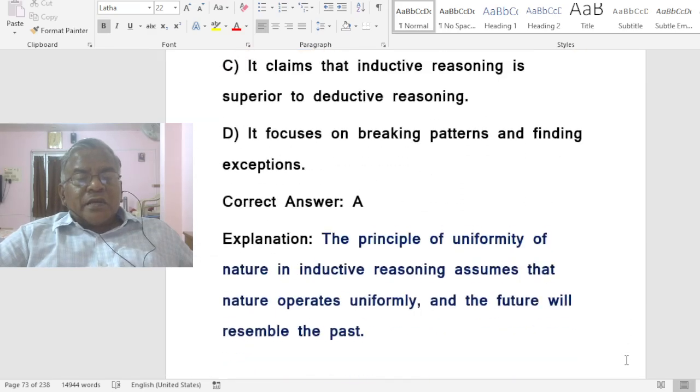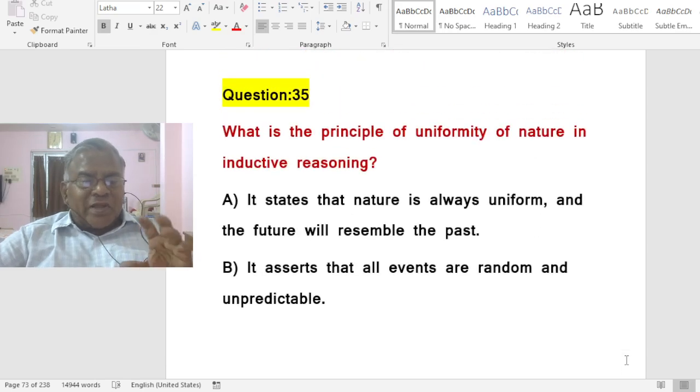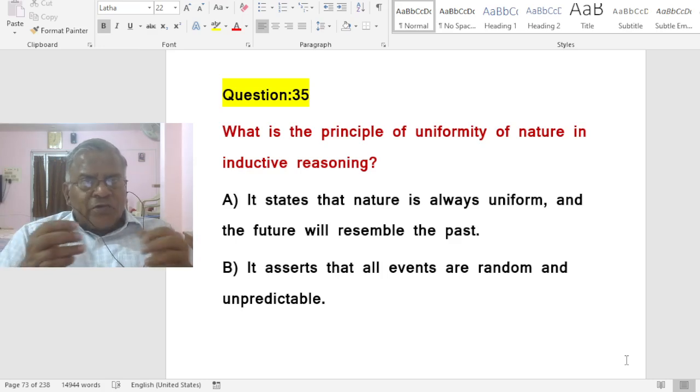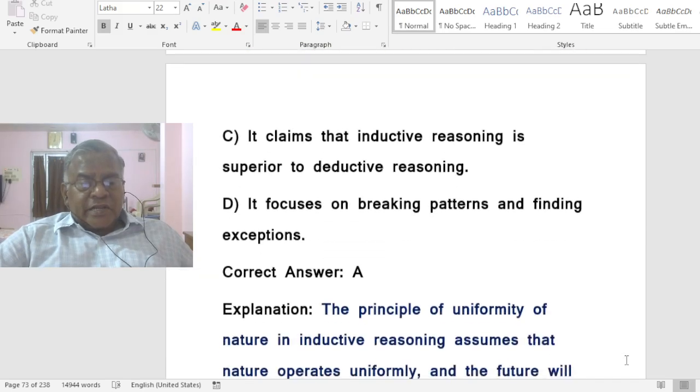That is the first one. It states that nature is always uniform and the future will resemble the past. Because of this principle only, you take some coins as 2 rupee coins in a bag, and you tend to conclude that all the coins in the bag are 2 rupee coins. So nature is always uniform and the future will resemble the past. That is the principle of uniformity of nature in inductive reasoning.